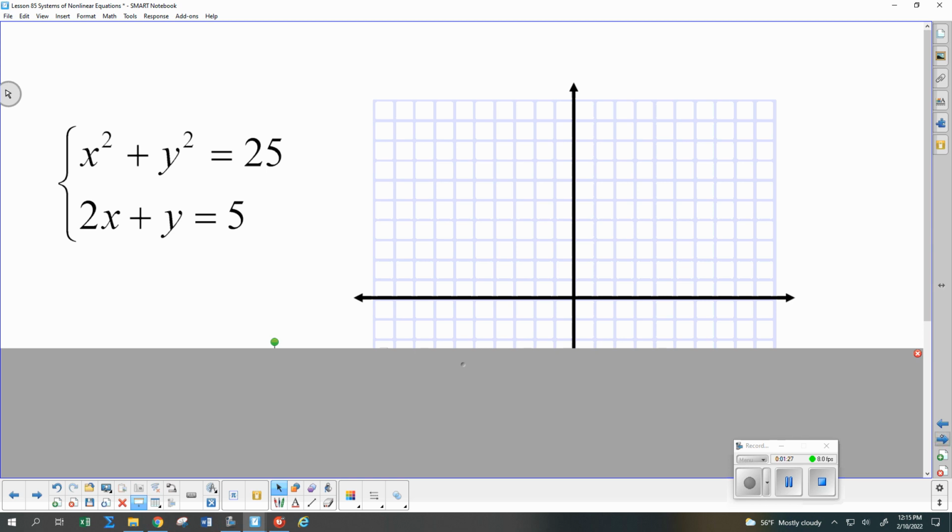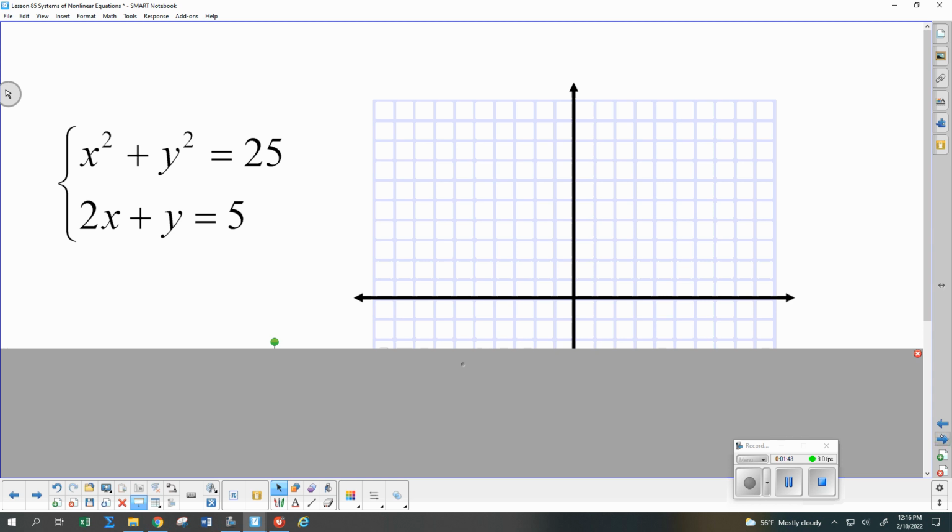Now, wait a minute. Our parabolas have had the x squares in there. Could this be a parabola? Or is there something in there that lets you know it can't be a parabola? What doesn't look quite right, Abby? Yeah, both of them are squared.